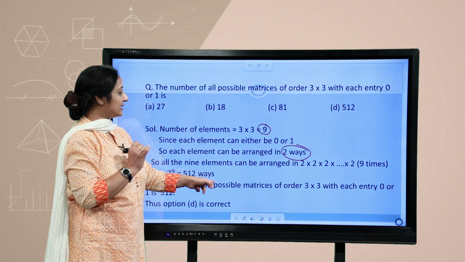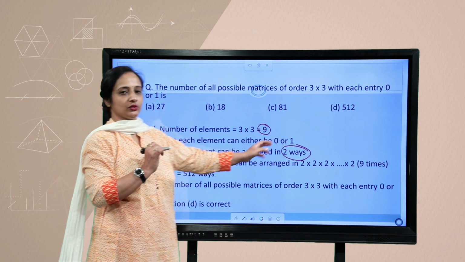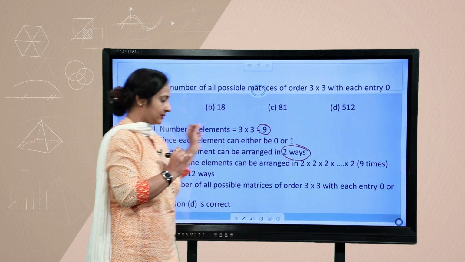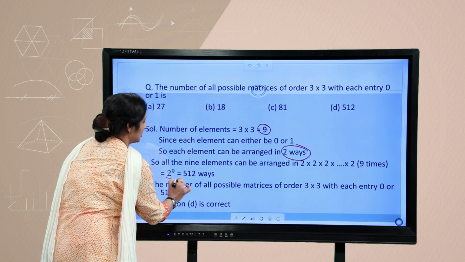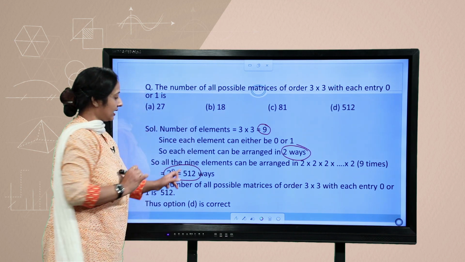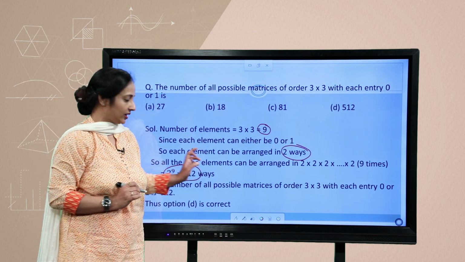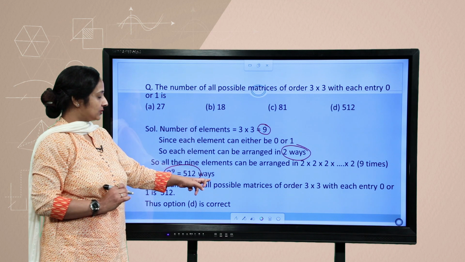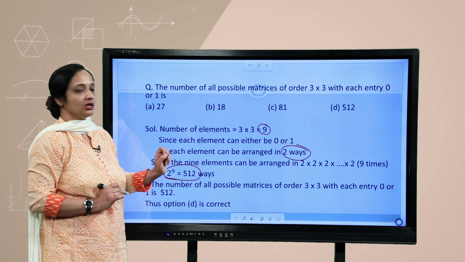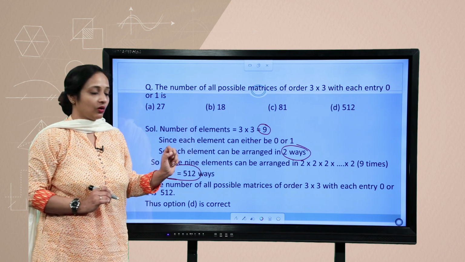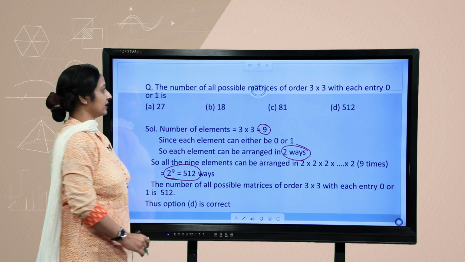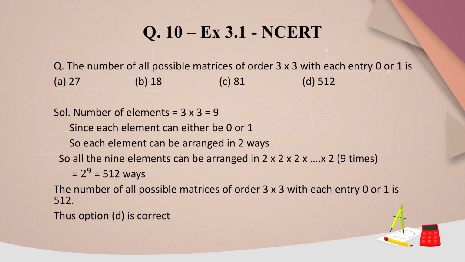So all the 9 elements can be arranged in 2 into 2 into 2, that is coming 9 times. That means it is 2 raised to power 9, that is 512 ways. So the number of all possible matrices of order 3 by 3 with each entry 0 or 1 is 512. That means this option D is correct.